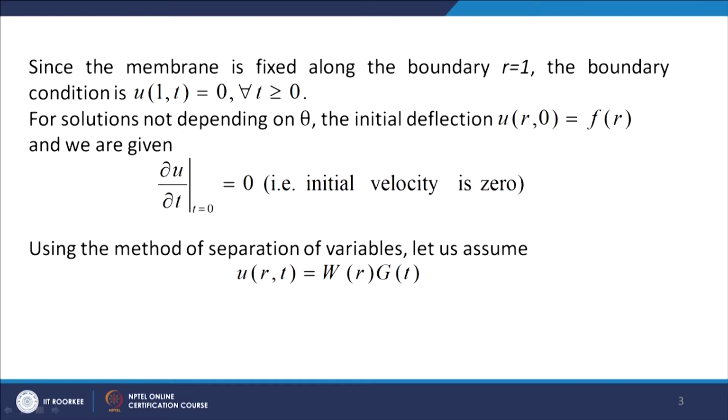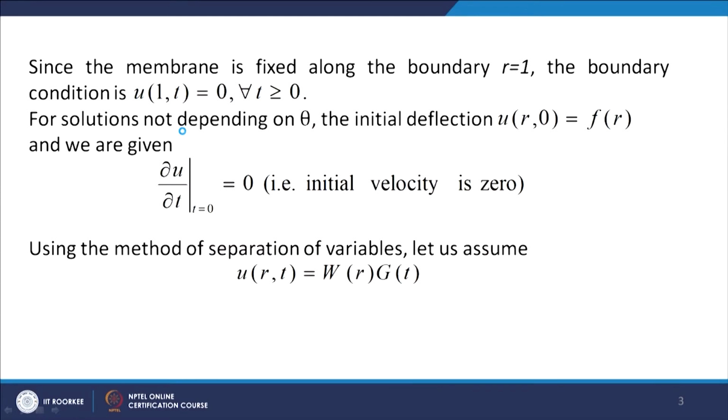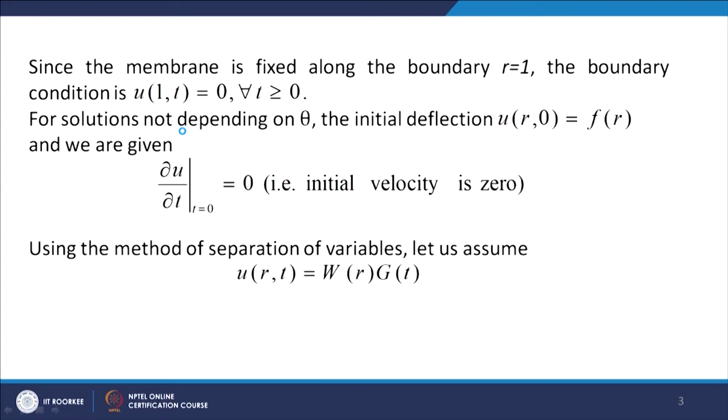Now for solutions not depending on theta, the initial deflection given is u(r,0) equal to f(r). We are also given that the membrane starts vibrating from rest, so the initial velocity is 0, that is, dou u over dou t at t equal to 0 is 0. Now let us apply the method of separation of variables.